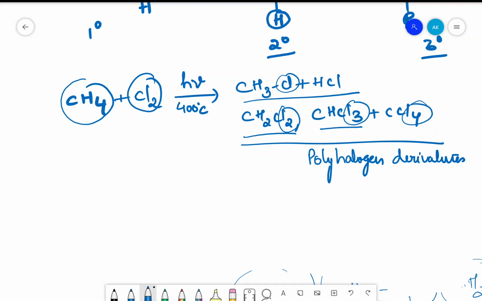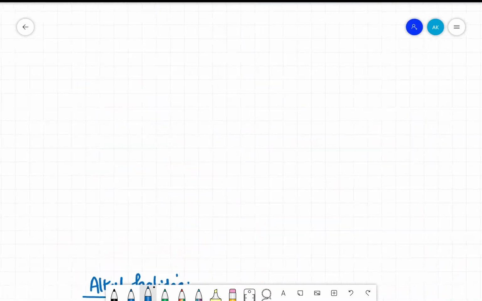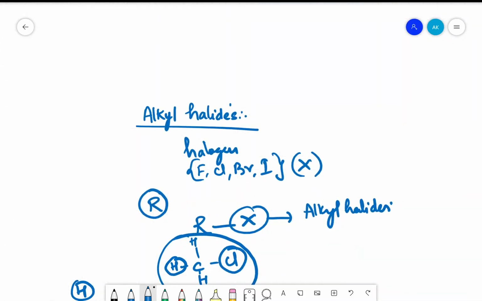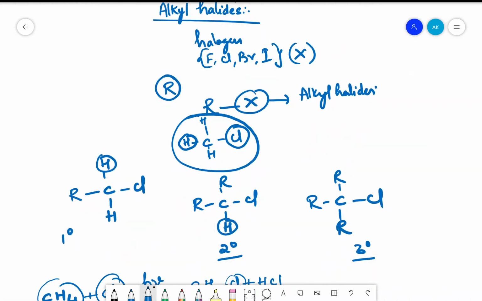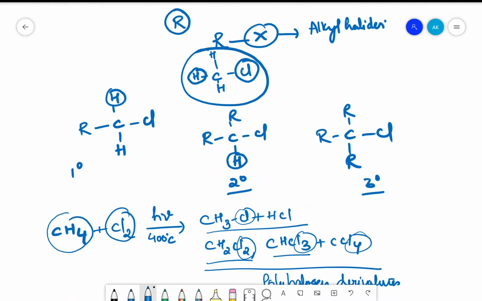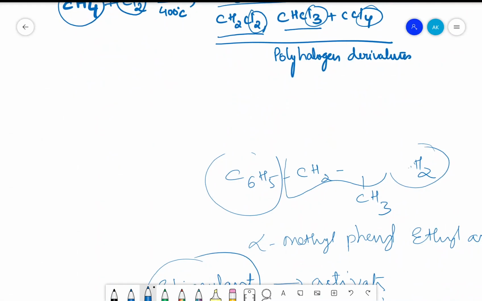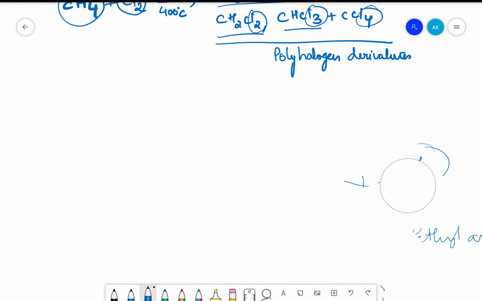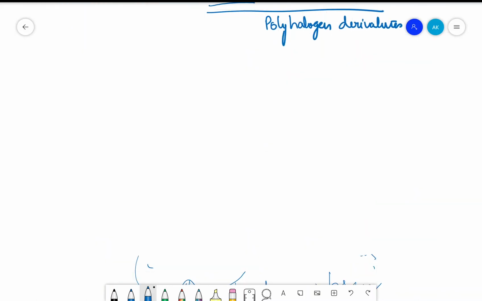So in the exam, they may ask you to write what alkyl halides are. You need to write down the definitions which will be there in your notes, along with the representation of primary, secondary, tertiary, and then move to the methods of preparation. The first method you have seen is halogenation of alkanes. Next is addition of halogen acid, HX, where X is halogen, to alkene.